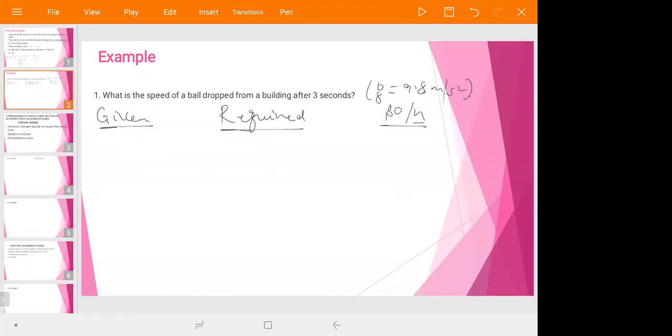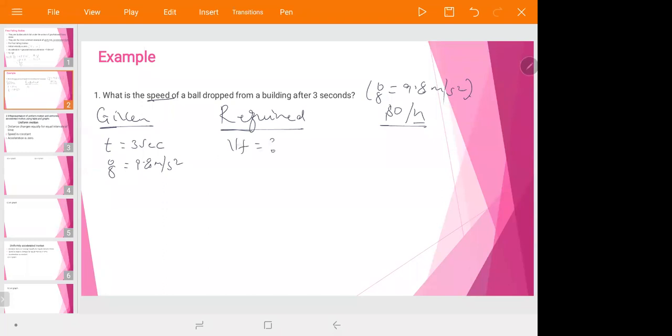Have you tried? Let us see together. What is the answer to the given question? The answer given was 29.4 meter per second square. Is it meter per second square or meter per second? The required one is, by the way, meter per second. Let us see together.